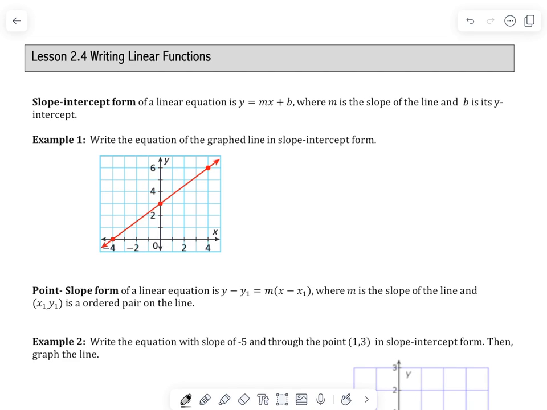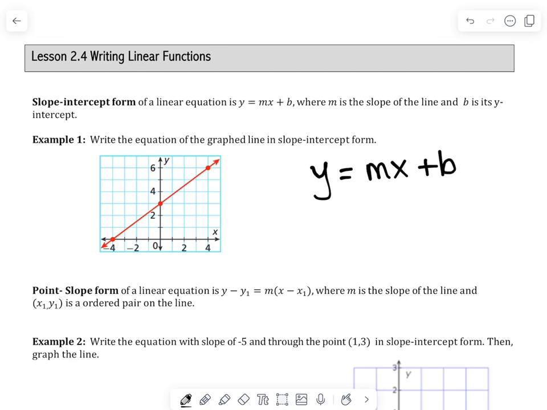All right, here is a lesson on writing linear functions. If you remember from Algebra 1, the slope-intercept form of a linear equation is y equals mx plus b, where m represents the slope of the line and b is the y-intercept. So an example: write the equation of the graph of the line in slope-intercept form.